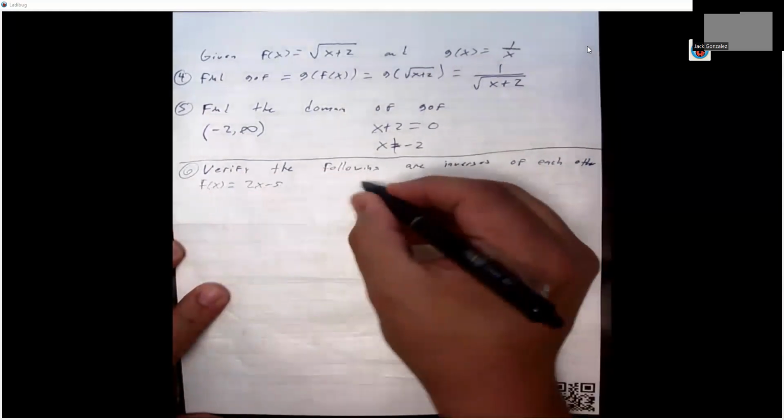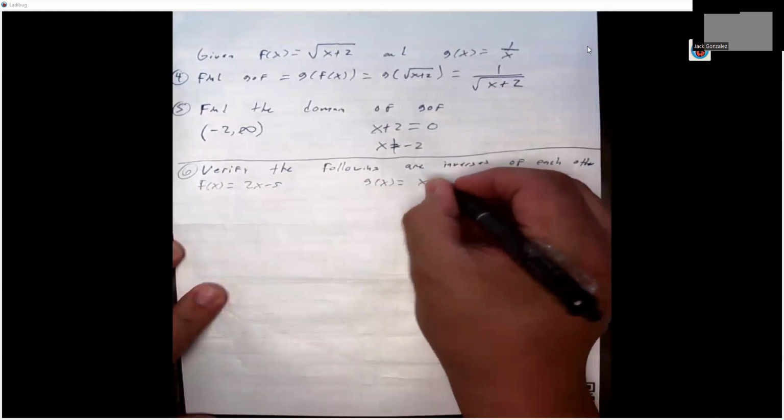Okay, 6. They gave you 2 functions and asked you to verify that they are inverses of each other. I remember some of you just solved for inverses on each one and showed they were the same. That is technically okay. The official way was to compose them together. So if you do f of g, show that this becomes x, and then do the other way, g of f, and that should also become x.